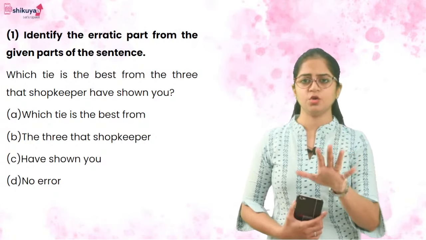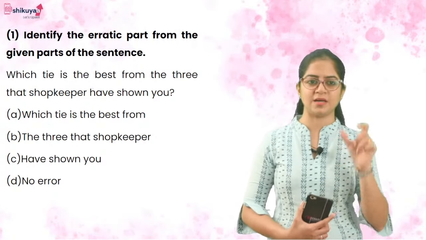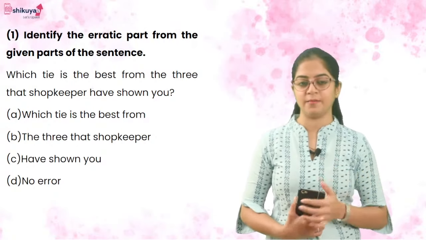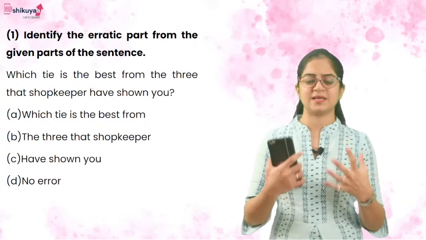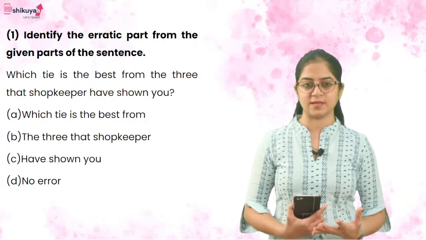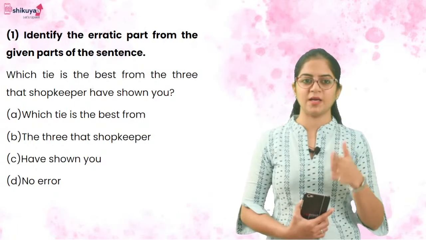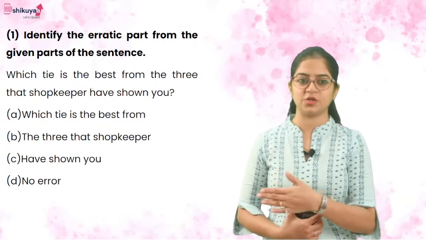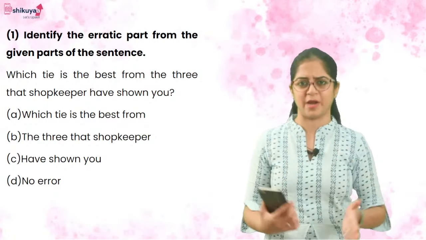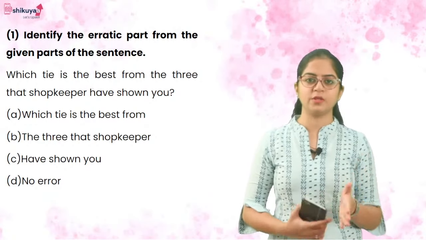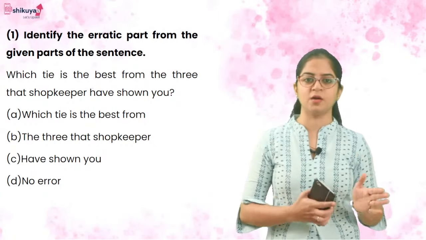Now you have to choose the error part. So the error lies in the part A. Now here if you look at the sentence, it is comparing something, right? In the sentence, which tie is better from the three that shopkeeper, from the three. So these 3 ties have been compared, right? So we can go with the option A, which is the errored one.